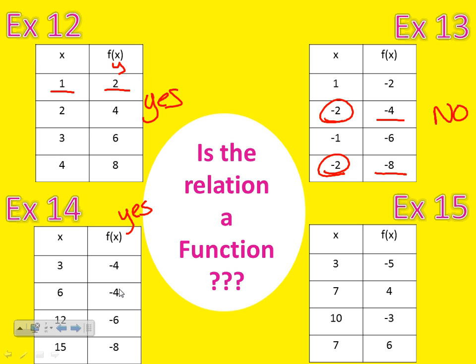And example 15. No. Why not? Because the 7's repeat. And why can't the 7's repeat? Because x's can't. X's can't, but y's can. Okay? I love it. In about 2 weeks from now, when I ask you this question, you'll be like, Ms. Corns, x's can't, but y's can. Promise you'll remember it. Any questions on those?